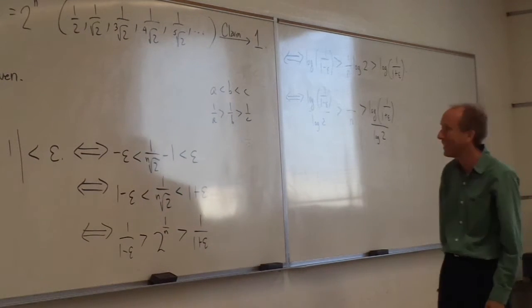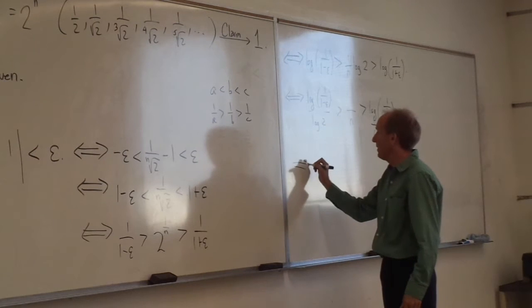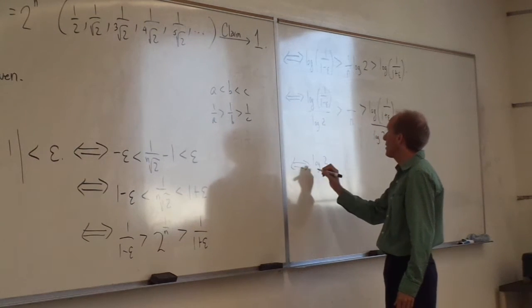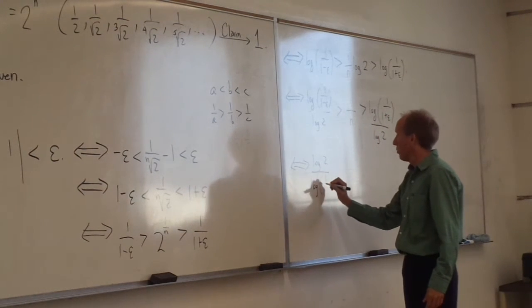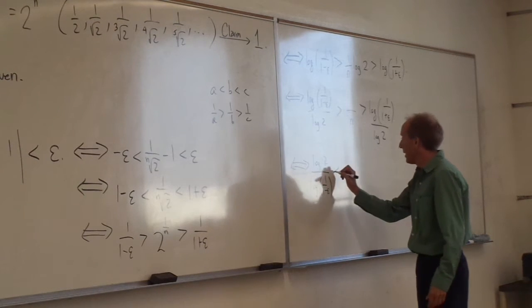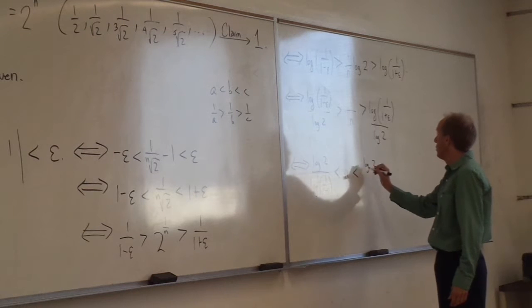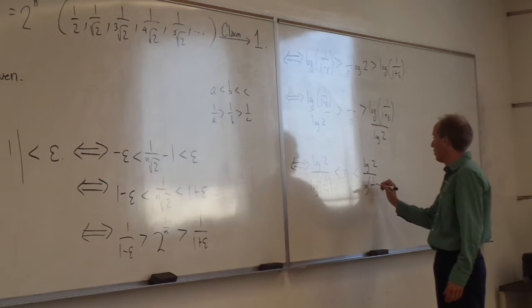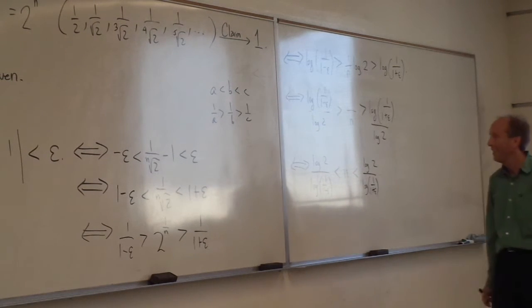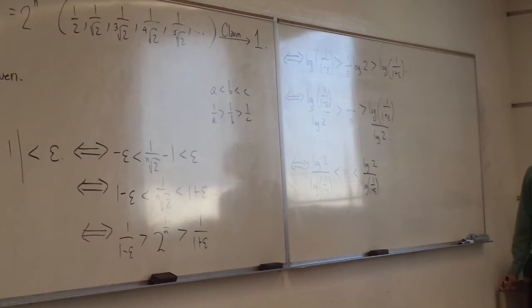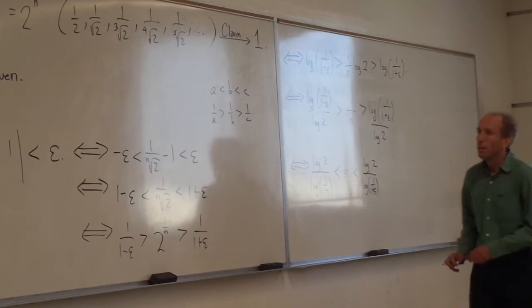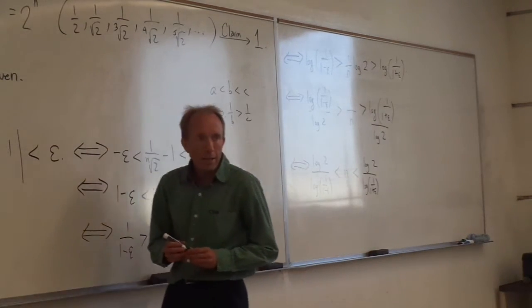Flip it again. Okay, we flip it back over again. So now we have a log of 2 on top, log of 1 over 1 minus epsilon on the bottom, less than n, less than log of 2 over the log of 1 over 1 plus epsilon. Okay, so we end up with something that looks like that. Does that make sense?